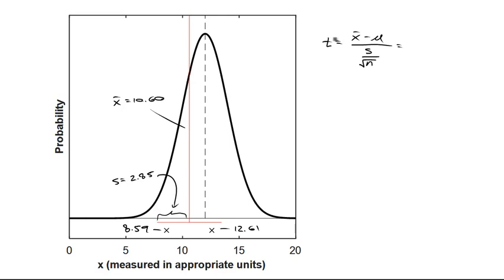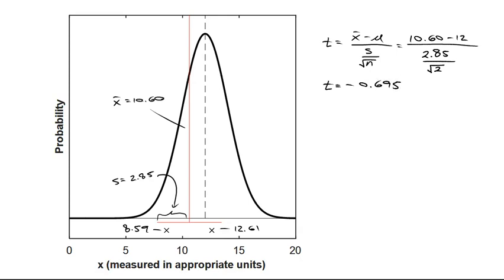So let's calculate a value of t for this simulation. It's the sample mean of 10.60 minus the population mean of 12, so I'll get a negative value for t, divided by the sample standard deviation of 2.85, divided by the square root of n, the square root of the sample size of 2. When I calculate this, I get a value of t of negative 0.695.